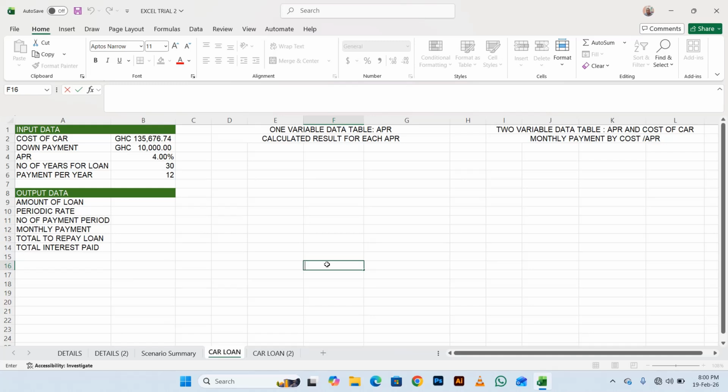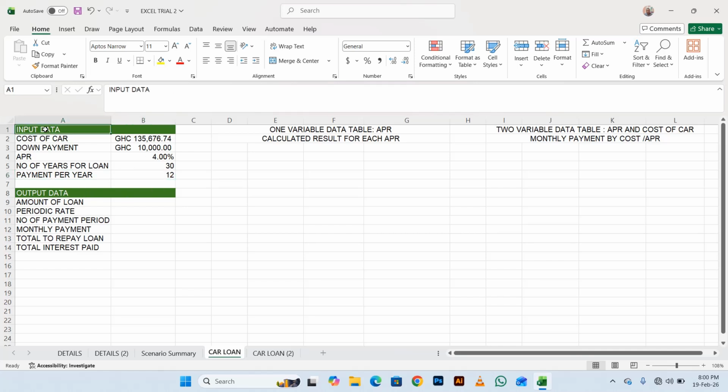And this one, it's on car. So they told us that the cost of the car is 135,676. Down payment made was 10. The APR rate, that is the annual payment rate, was 4%. The number of years for this car loan is 30 years. And then the payment per year, we are paying 12 times per year. So you have these details.